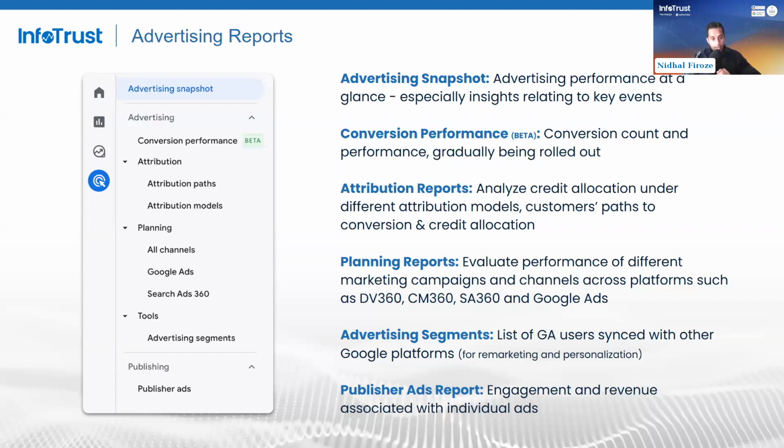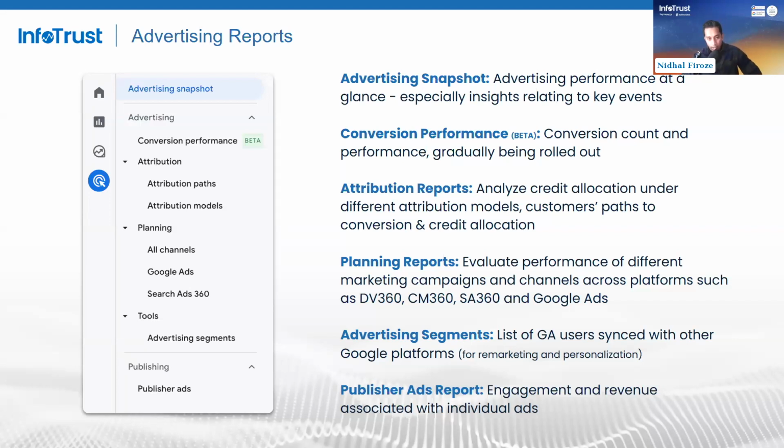The planning reports give you a high-level view of different marketing campaigns and channels across all of your GMP platforms, which are the ones that are listed here. The advertising segments give you a view of the list of GA users that are also synced with other Google platforms. So it gives you a good picture of what audiences are available to me already synced within my other GMP platforms, which are available for activation use cases.